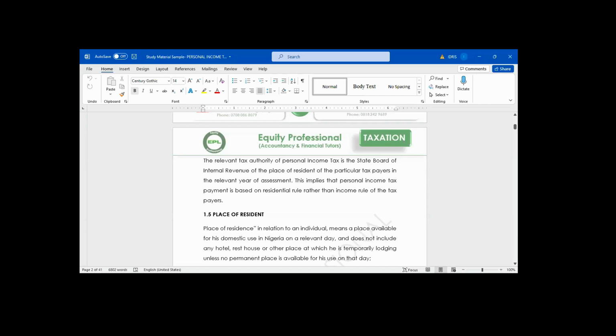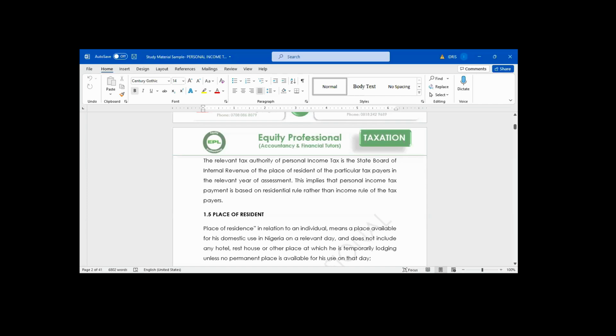Take for instance, somebody may have his family in Ogun State. He now gets an appointment, a job in Lagos State. Rather than going every day to Ogun State, he may say, okay, let me rent a hotel for a week, and I will be going back every weekend. That hotel is not his place of residence. His place of residence is his permanent place of abode, where you are residing, where you use for your domestic use, where you put your family.